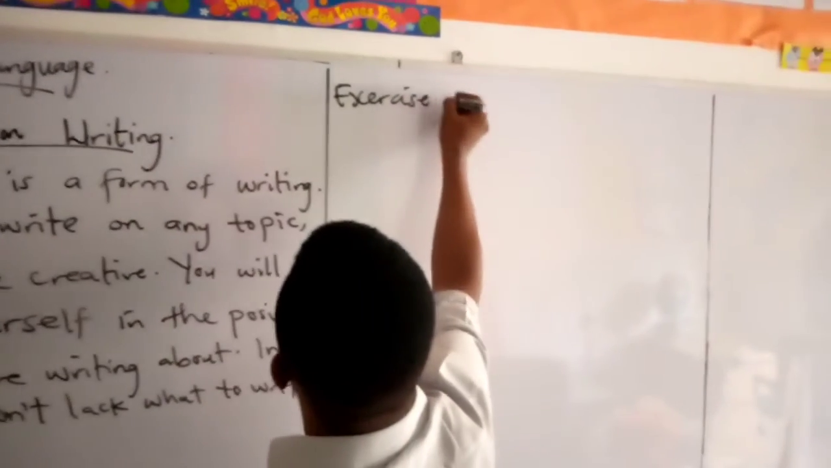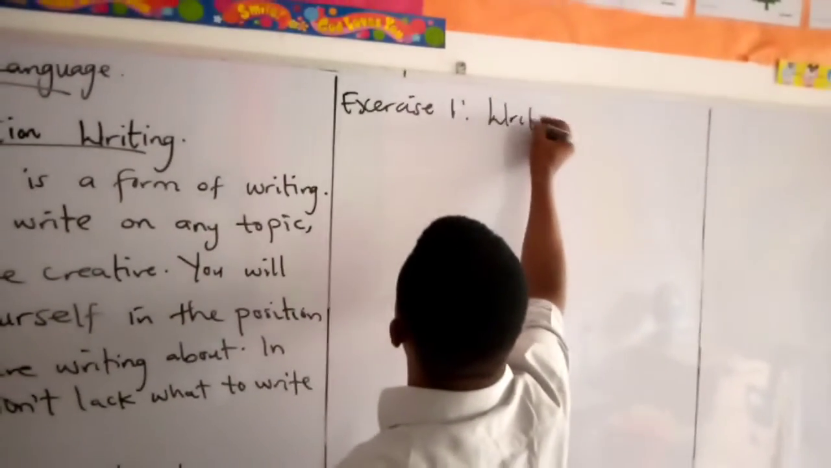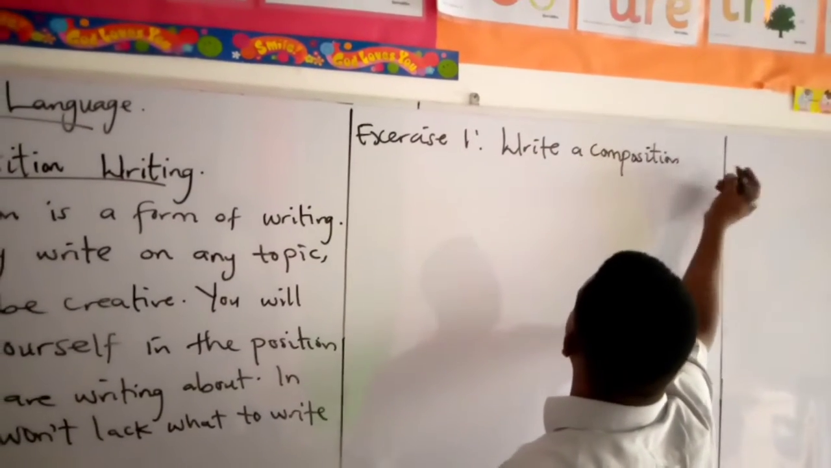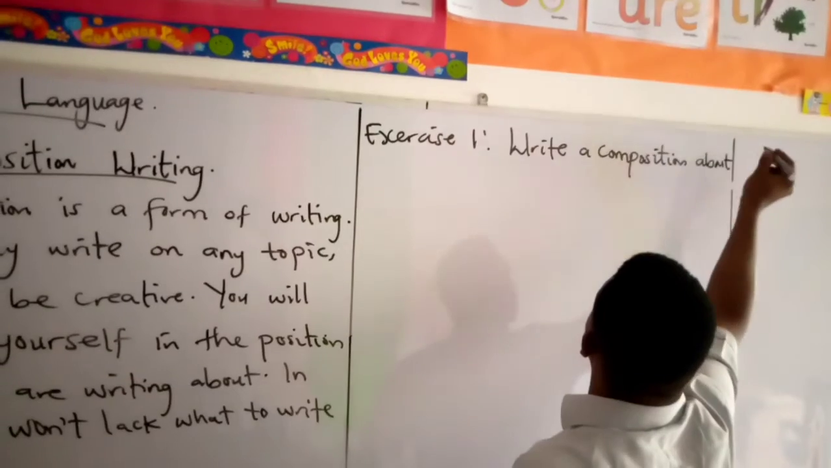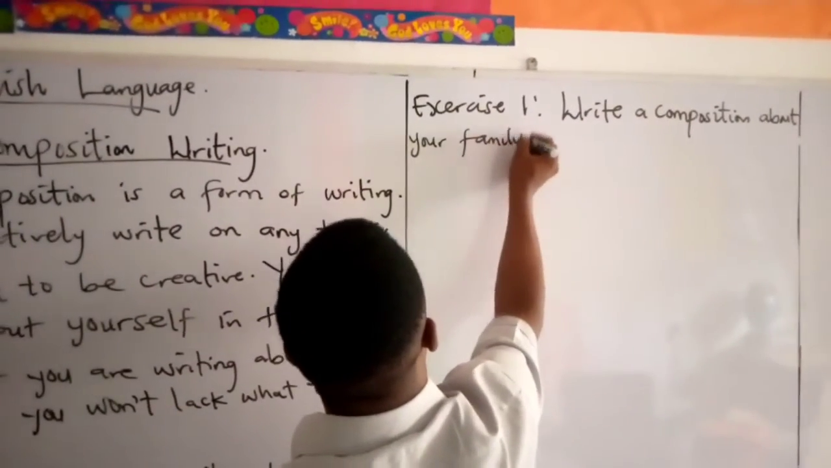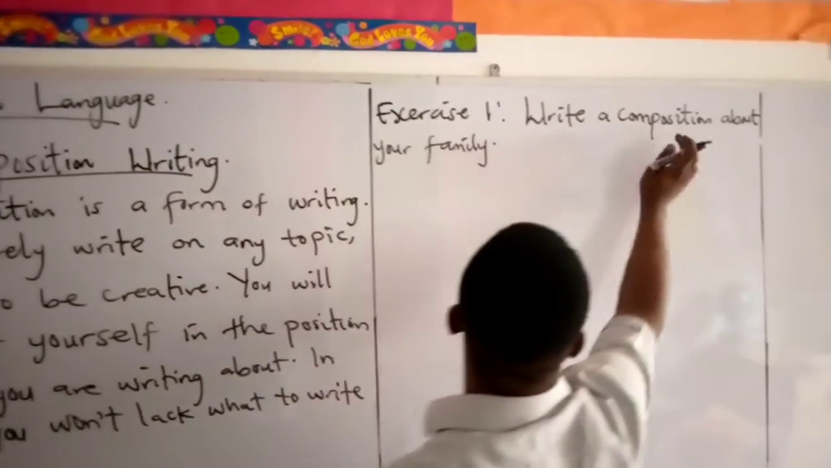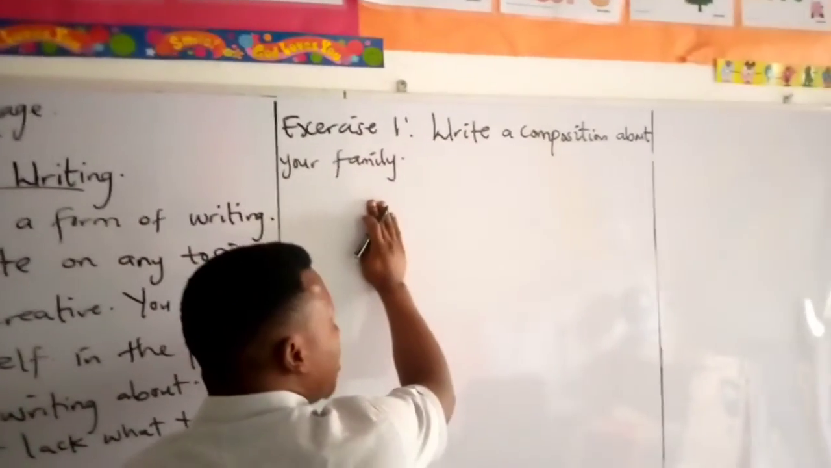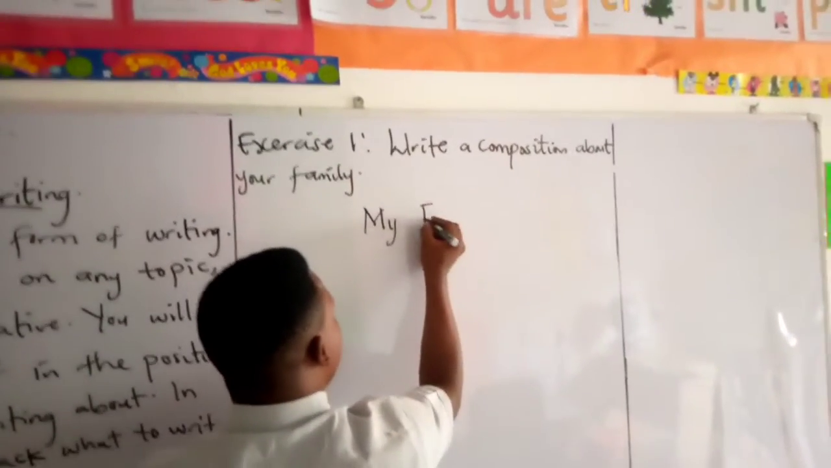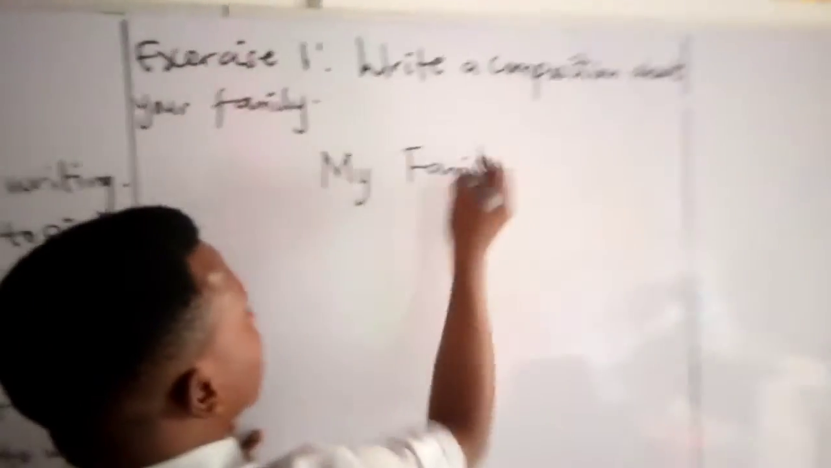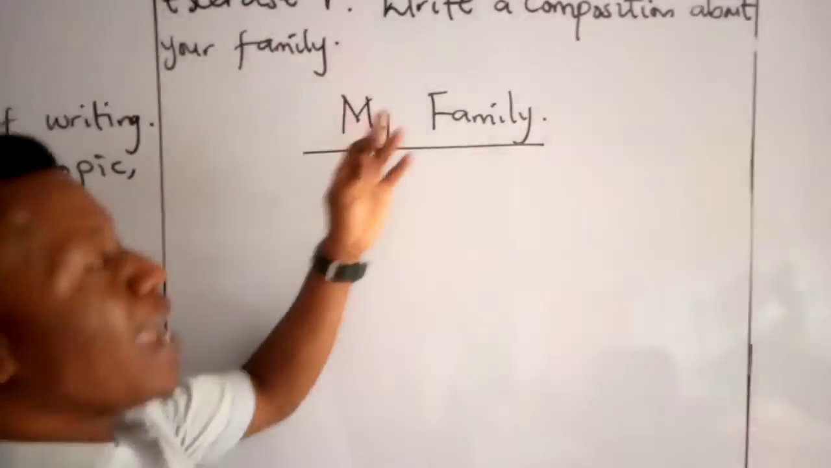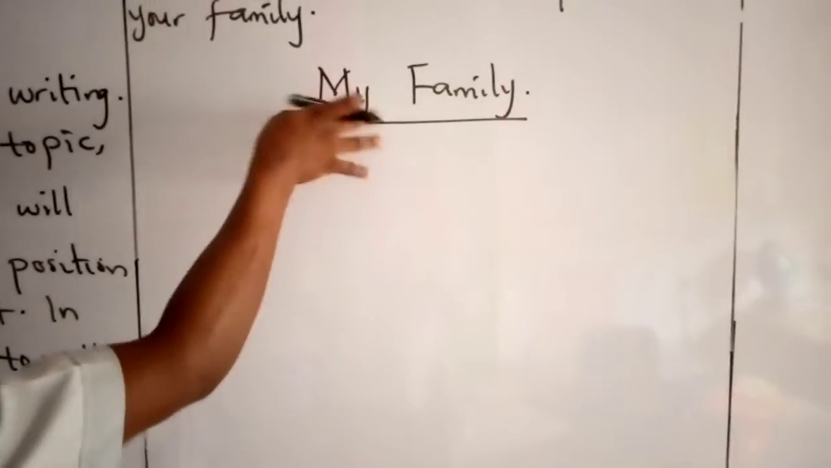Exercise 1. Write a composition about your family. So my title will be My Family. Can you see that? So this is my title, and you underline it. My Family. This is my title.